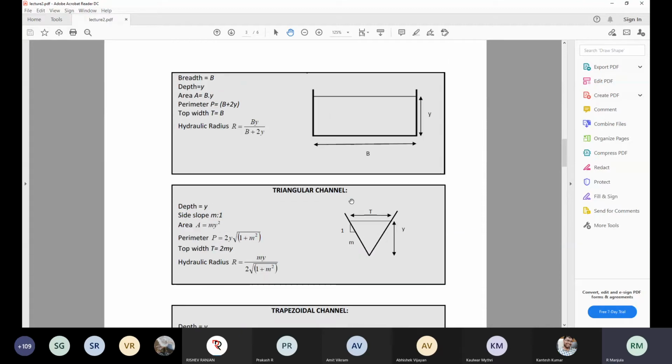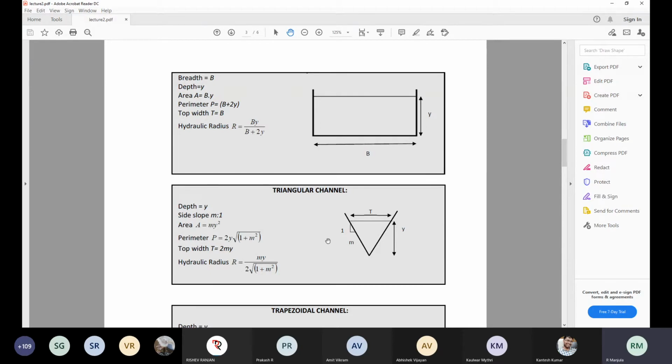Suppose it is a triangular channel, this is more important. You please note down, this is required wherever, this is the basis for all the designs. Then for the triangular channel, depth is Y and your top width is T. Normally we take the depth of the flow as always Y, and 1 is to M is the side slope of the triangular channel. Then what is your area? Area is half into My into Y, so A is equal to My square.